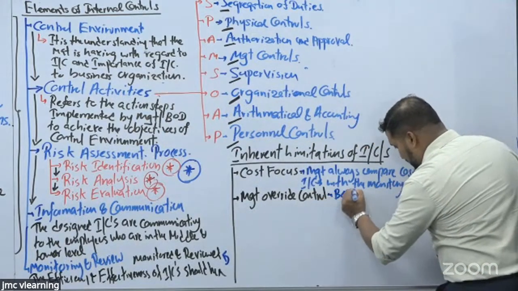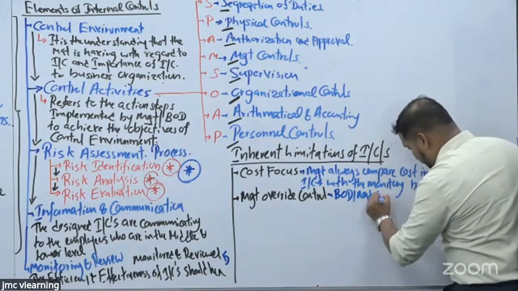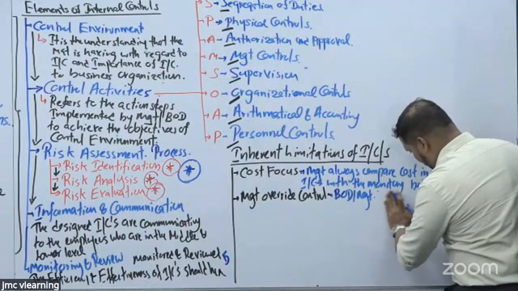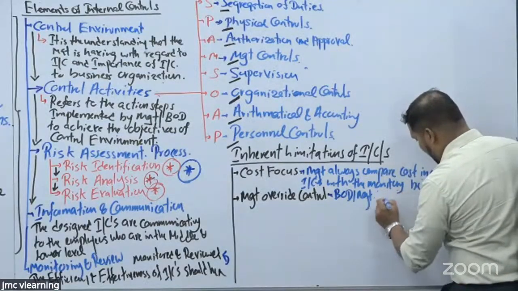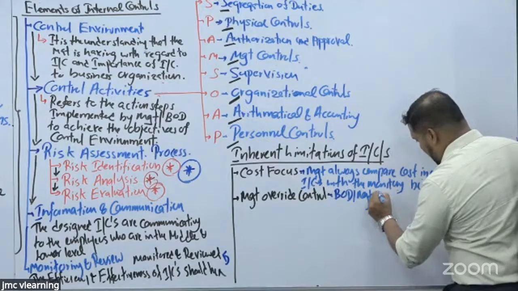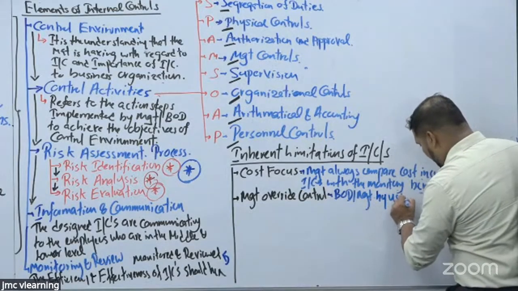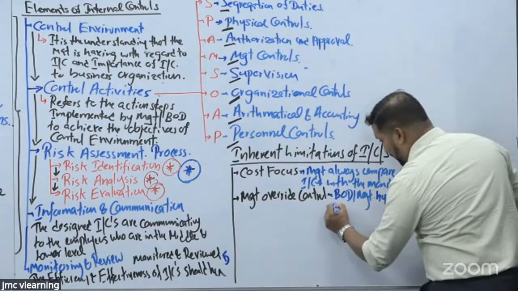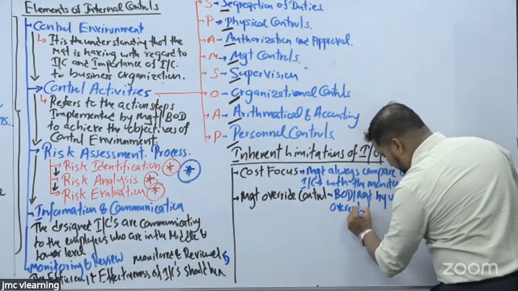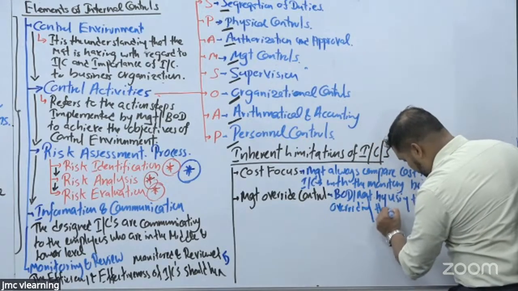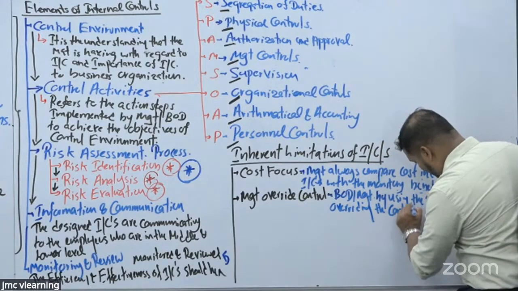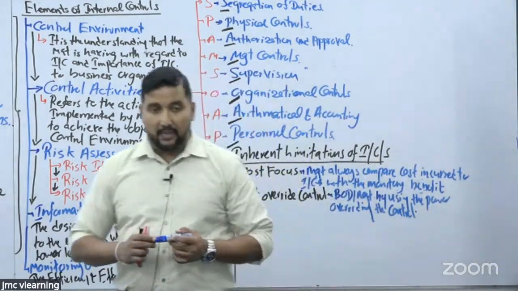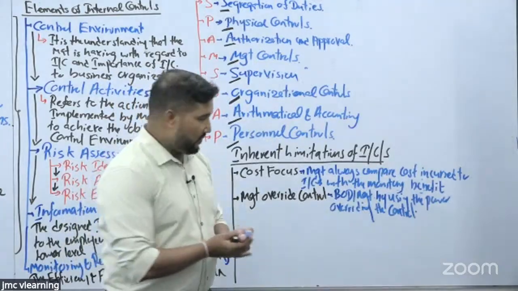Board of directors or management themselves, by using the power, overriding the controls. That is what you referred to as management overriding the control. Then the third one, which is referred to as collusion.